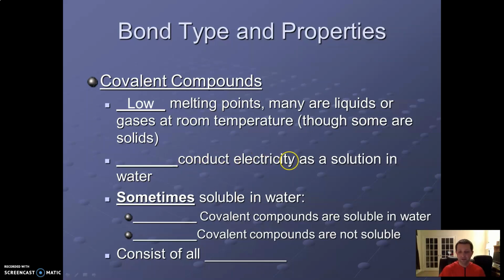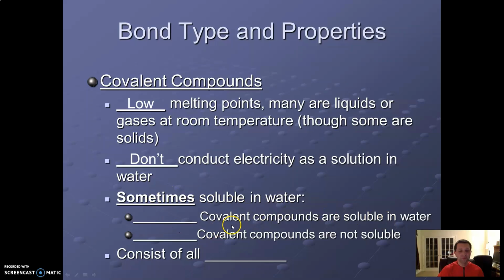Okay, do they conduct electricity as a solution in water? Well, this is the opposite of an ionic compound basically in terms of this property, so they don't conduct electricity. Covalent compounds are non-conductors. They're sometimes soluble in water. Here's where it gets a little bit more confusing, and we get into this more a little bit later when we classify these compounds. But if you remember from bio, and I know you learned this in biology, what type of substance is water? Is it polar or nonpolar? You probably remember that water is a polar substance.